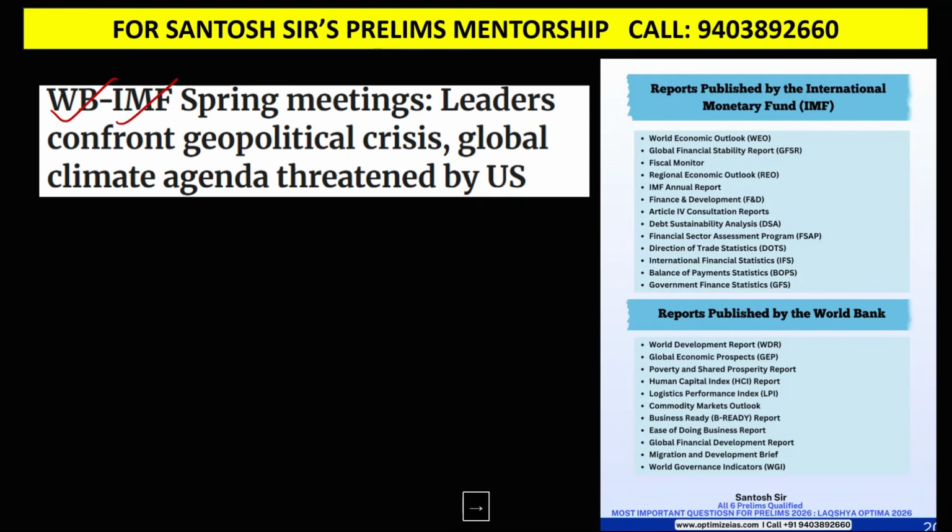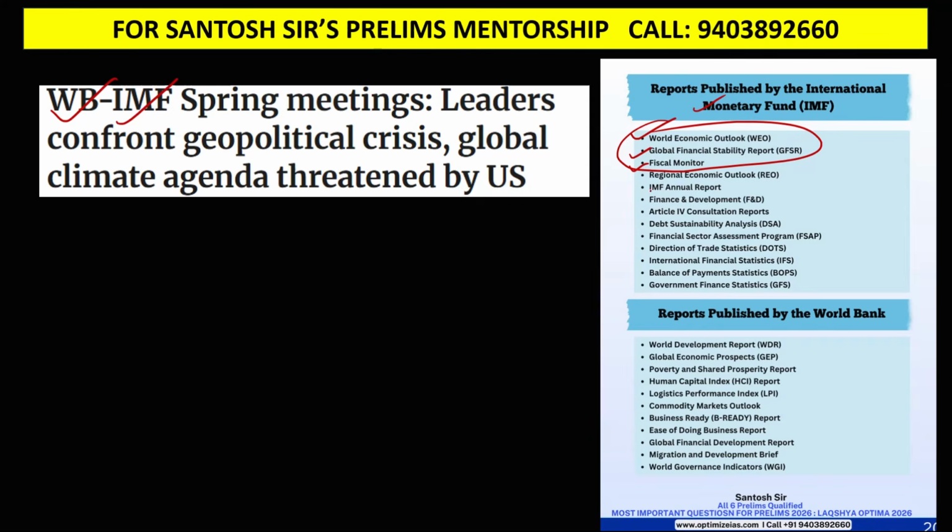You can see this flashcard here. I have prepared all the important reports of IMF and World Bank. You can go through it. I will highlight the most important ones. First one is the World Economic Outlook by the IMF. Second one is the Global Financial Stability Report, again by the IMF. And next one is the Fiscal Monitor, again by the IMF. Okay, so these three reports are very important.